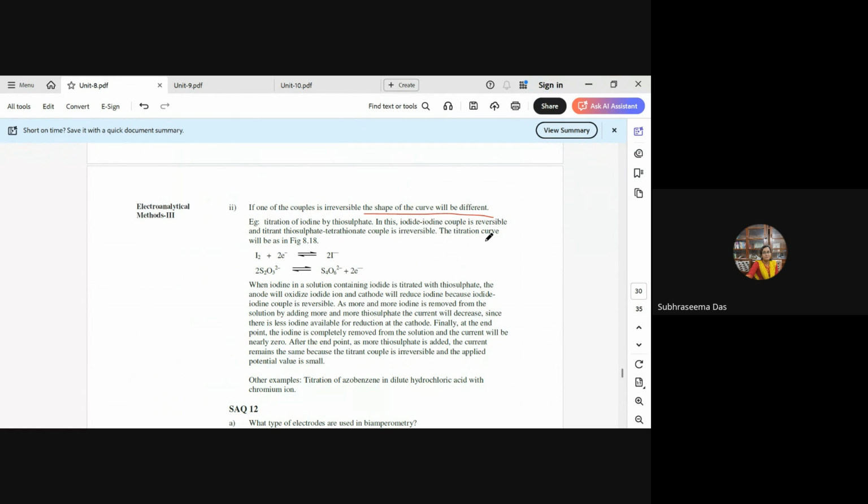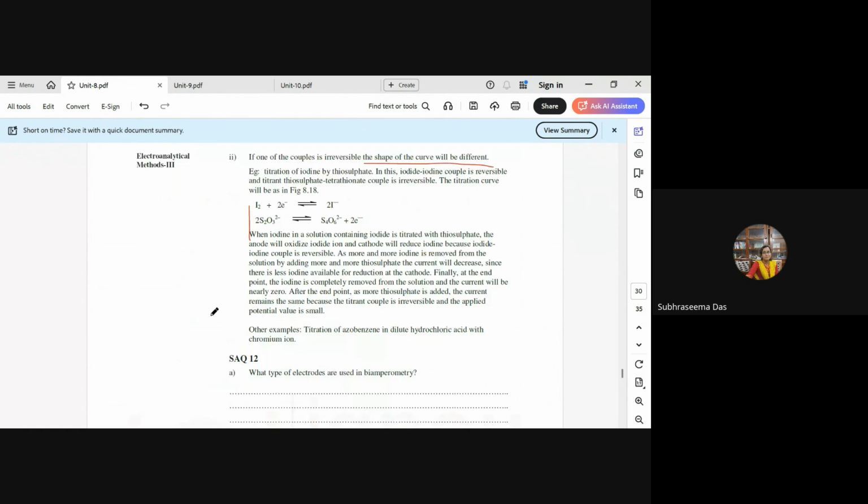So in this, the iodide-iodine couple is reversible, and the titrant thiosulfate-tetrathionate couple is irreversible. The titration curve here, the equation is shown here. When iodine in a solution containing iodide is titrated with thiosulfate, the anode will oxidize iodide ion, and the cathode will reduce the iodine, because the iodide-iodine couple is reversible in nature.